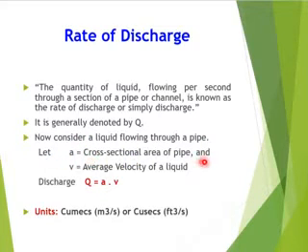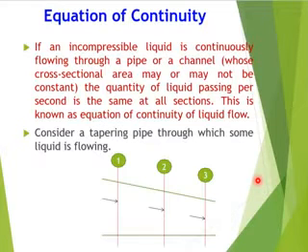Now consider a liquid flowing through a pipe. Let small a be the cross-sectional area of the pipe and v the average velocity of the liquid. Then discharge Q can be defined mathematically as equal to the product of area and velocity. The units of discharge are cumecs or cusecs. If we are working in the SI system, then it is cubic meter per second, and if we are working in the FPS system, then it is cubic feet per second. There are some other units of discharge which are also common, like gallons per day, gallons per minute, liters per day, liters per minute, etc. Now we will discuss the equation of continuity.